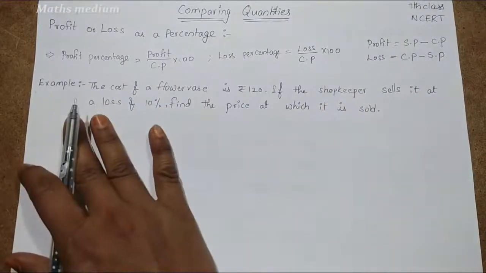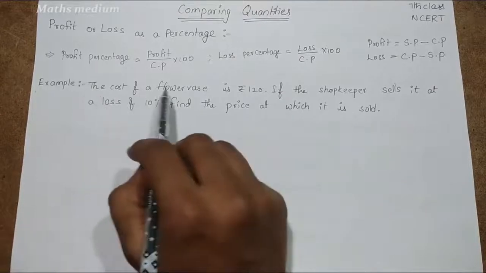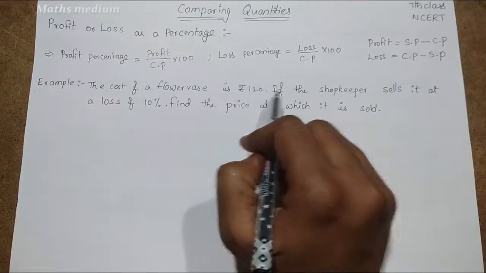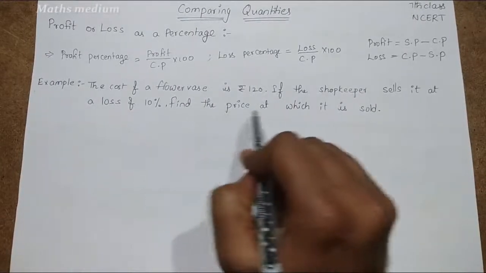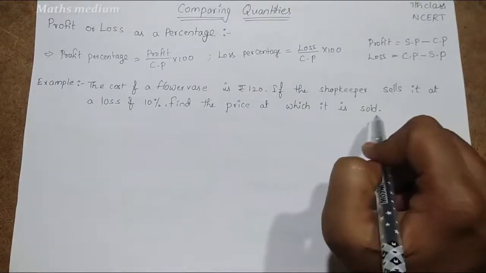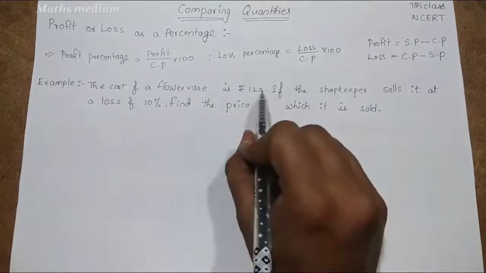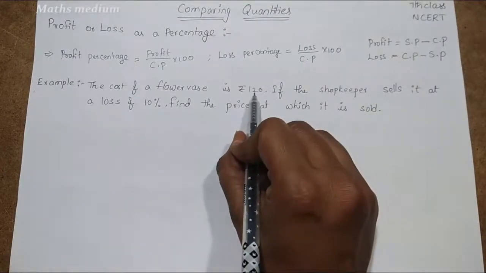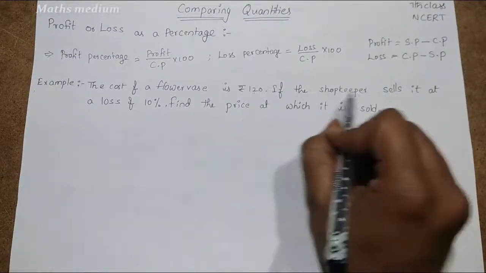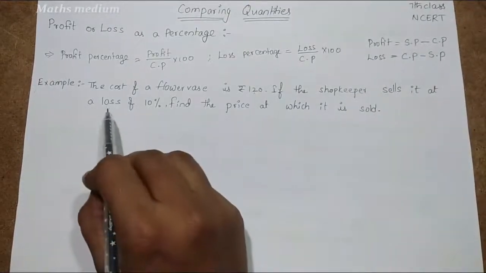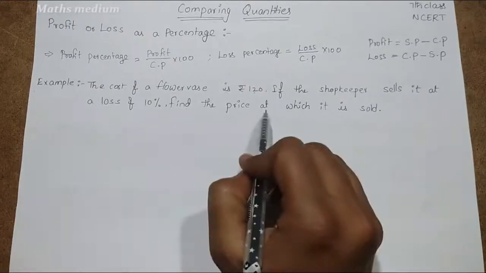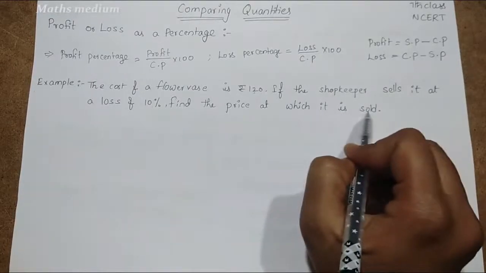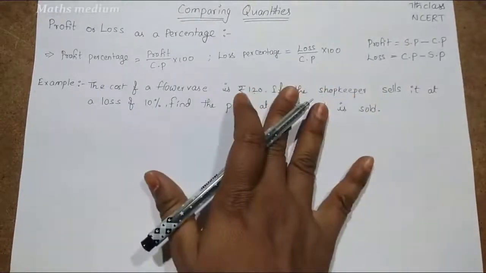So let's start with an example problem here. The cost of a flower vase is 120 rupees. If the shopkeeper sells it at a loss of 10%, find the price at which it is sold. So here the flower vase cost is 120, it means cost price is given, CP. He is telling it is a loss of 10%. Find the price at which it is sold. It means we have to find the selling price.